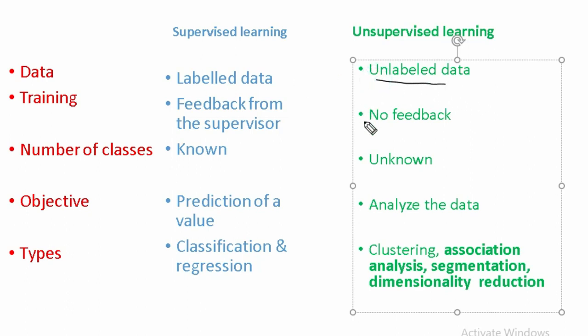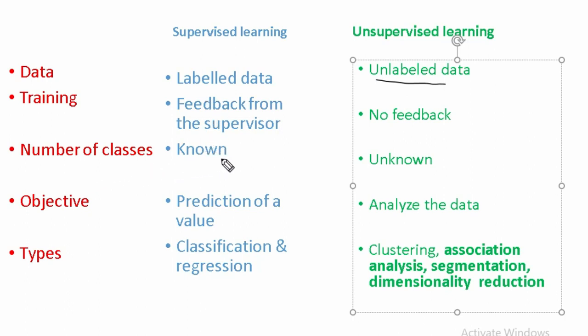Also, there won't be any feedback given to the model. Whereas here in supervised learning, the feedback is given from the supervisor, because in supervised learning, there will always be a supervisor for providing training. Now, number of classes.